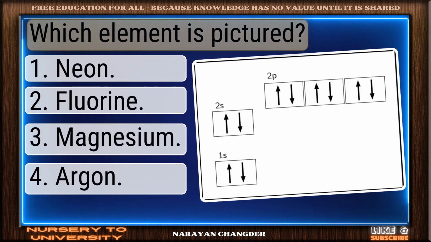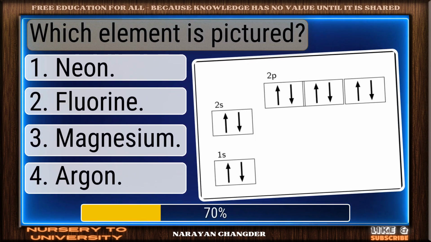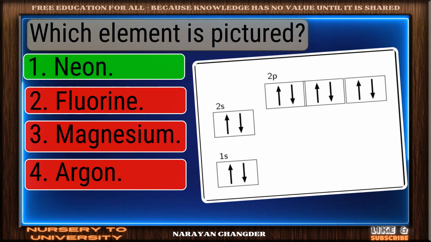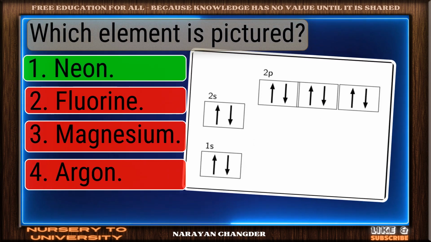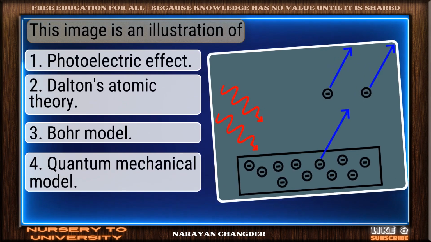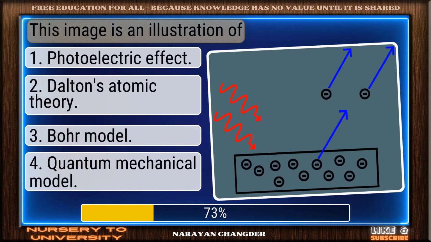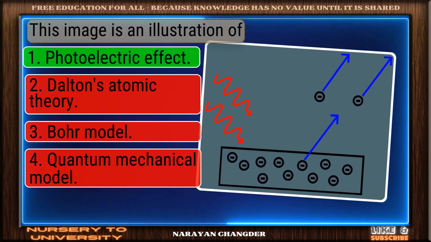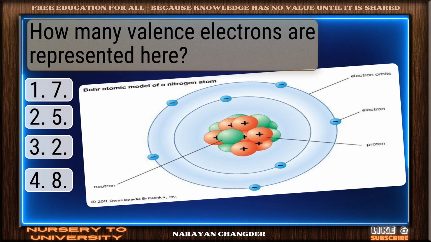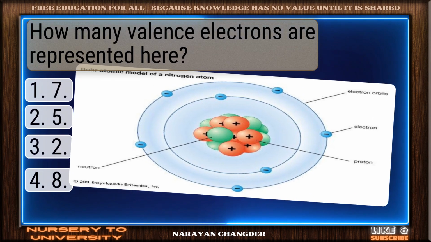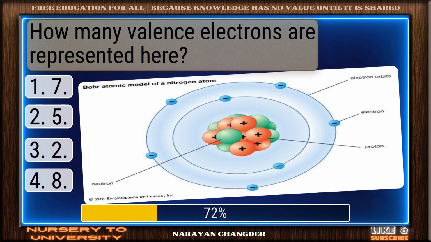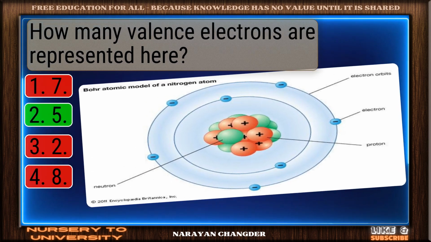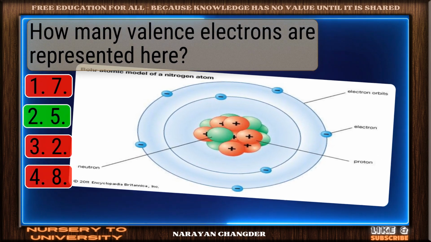Which element is pictured? Good thinking. Neon is the right answer. This image is an illustration of. Well picked. Photoelectric effect is the correct answer. How many valence electrons are represented here? Exactly. 5 makes sense and it is the right choice.